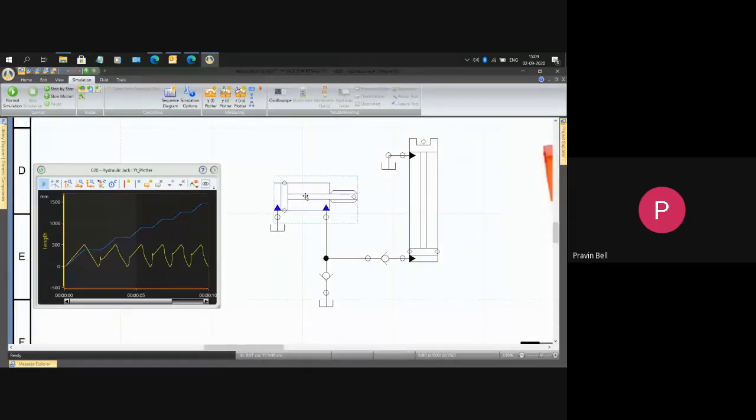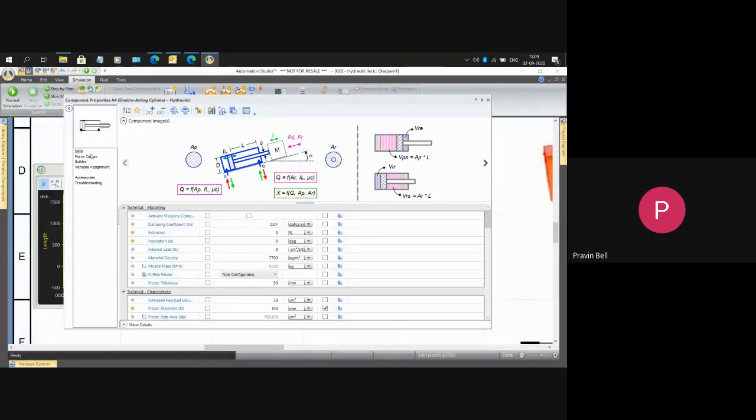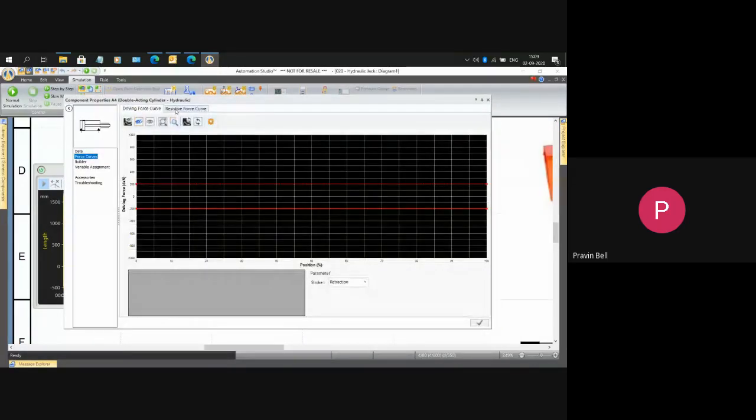So I double click on this cylinder here, and I have something known as force curves. There is a driving force curve and a resistive force curve here. The driving force curve has these two lines, which means when the piston is extracting, I'm holding it and pulling it in the minus F direction, and while pushing it, I'm putting a plus F direction force here. So there are two forces, and these are the two lines that have been set here.